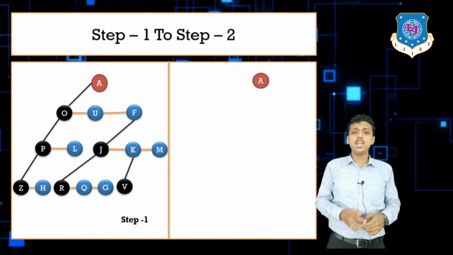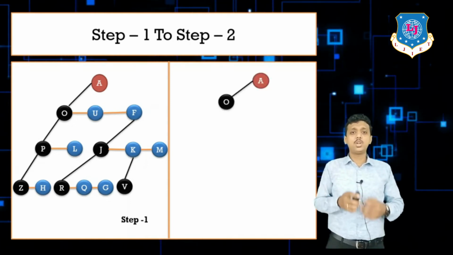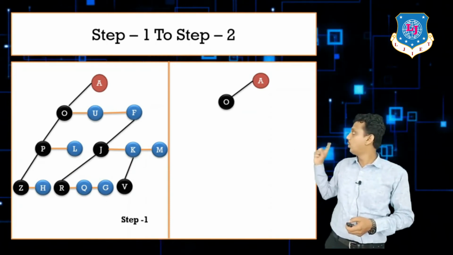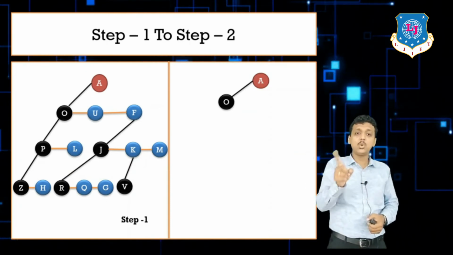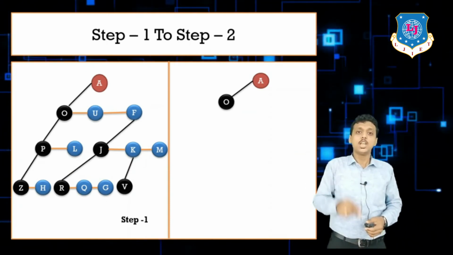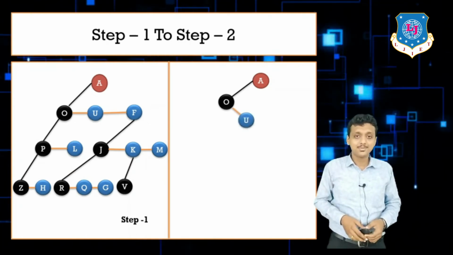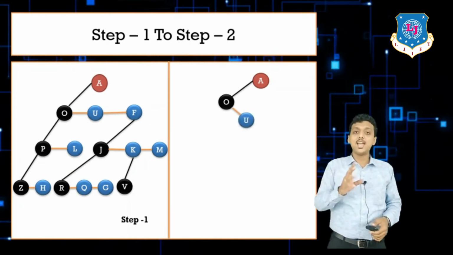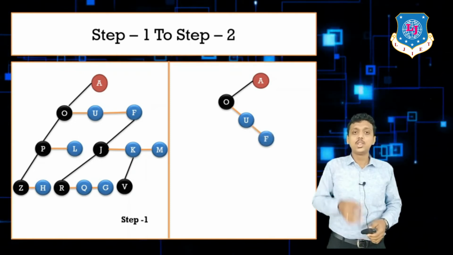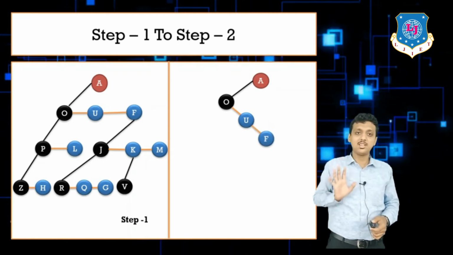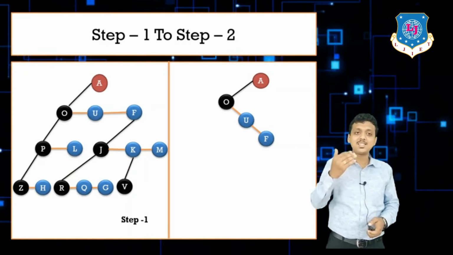See, first we have A, the left node is O. Okay, now we have, if you can see, U and F both are there. First take U. Okay, so just keep U on the right side of O. It goes like this. Okay, then F, again right side of U. It goes like this. Fine. So now the first line we have completed. Now let's see about the next.